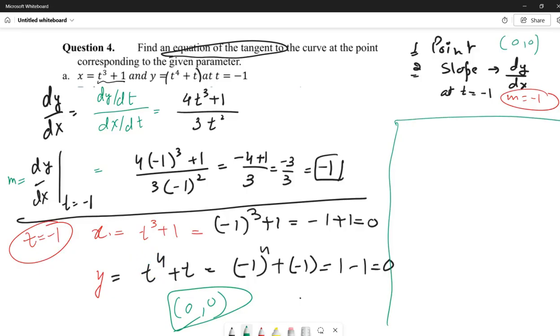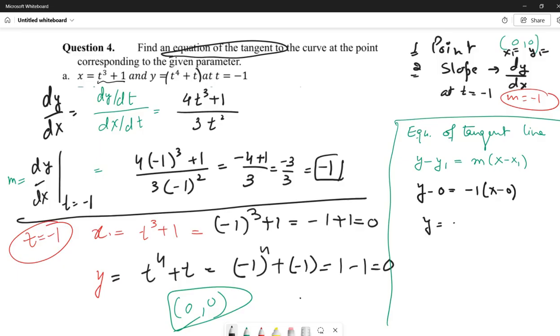Now we find the equation of tangent. Equation of tangent line. Actually, the equation of any line can be written as y minus y1 equal to m times (x minus x1). We know our x1 is 0, y1 is 0, m is -1. So y minus 0 equal to -1 times (x minus 0). y equal to -x is your equation of tangent line to the given curve at the given parameter.